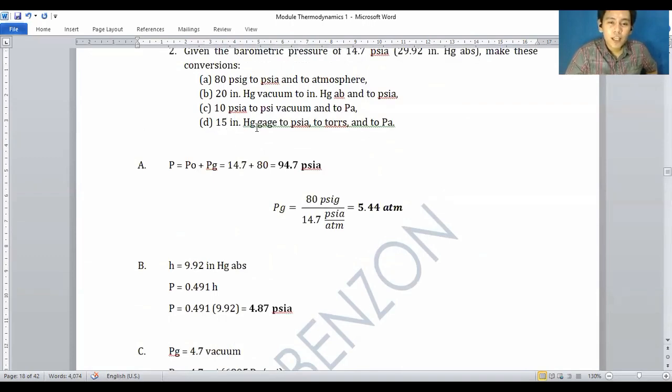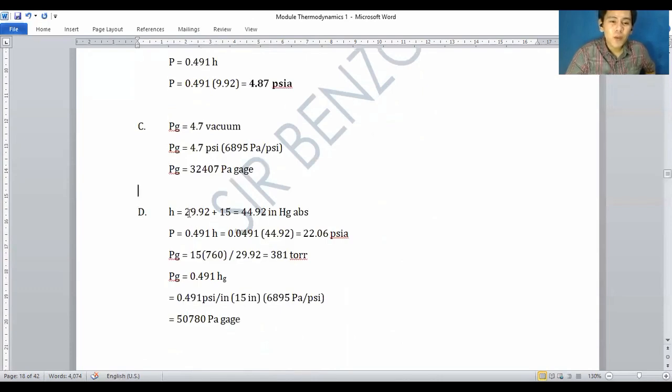Next, letter D. Letter D, 15 inches Hg gauge to PSI, to torr, and to Pascal. Now, 29.92 plus 15 equals 44.92 inch Hg absolute, where we should use also the formula 0.491H. It is very useful. The 0.491H formula here in this problem times 44.92, we yield 22.06 PSIA.